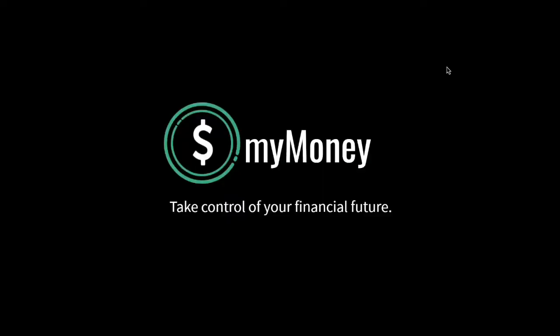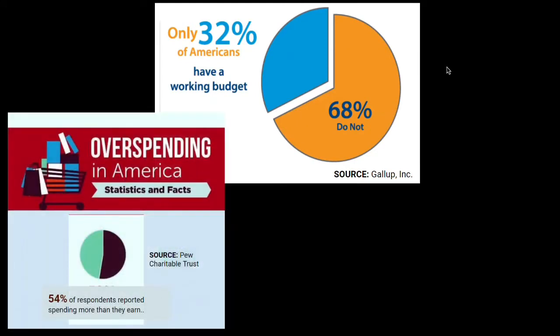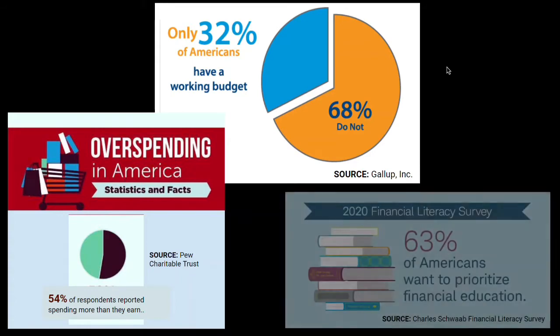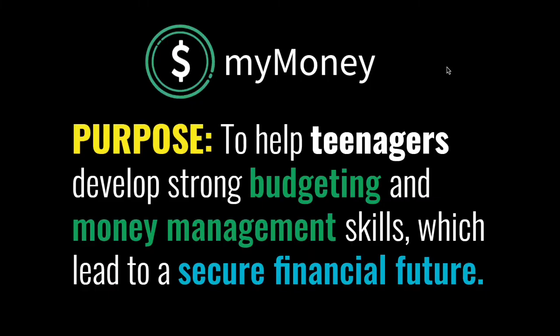As millions of Americans lost their jobs due to the current pandemic, many people were not financially prepared to deal with this crisis. In fact, only 32% of Americans have a working budget, and more than half spend more than they earn. A recent survey showed that Americans want to prioritize financial education for this very reason. This was the inspiration behind myMoney, the app that helps teenagers develop strong budgeting and money management skills, which is key to a secure financial future.